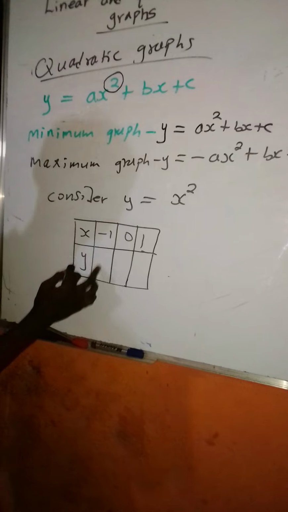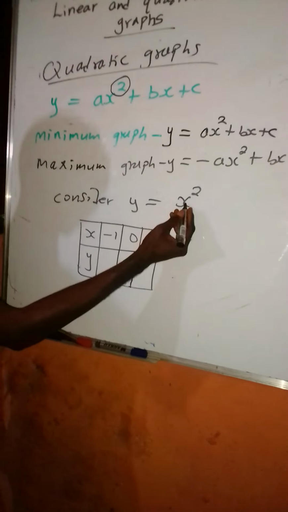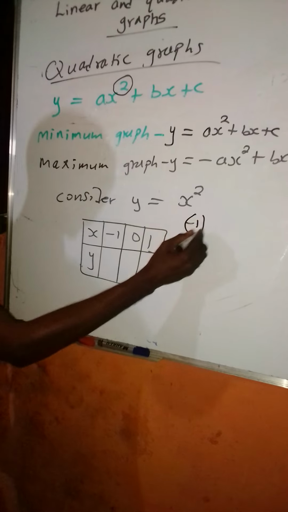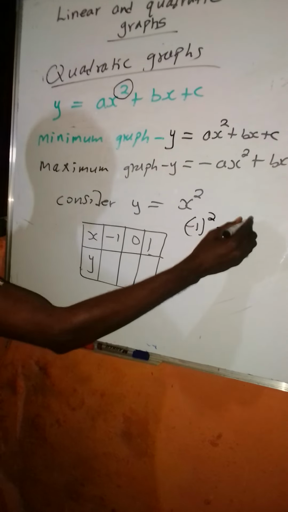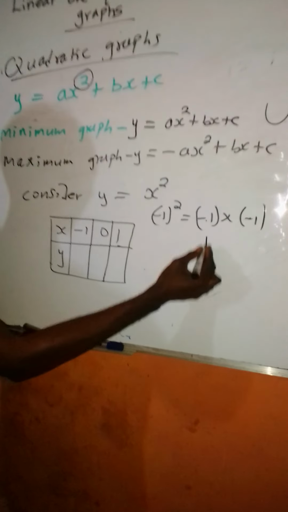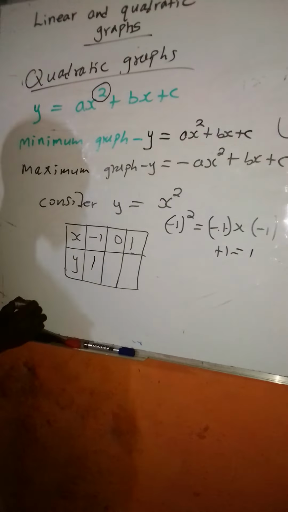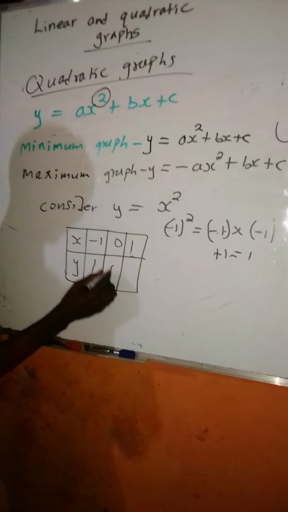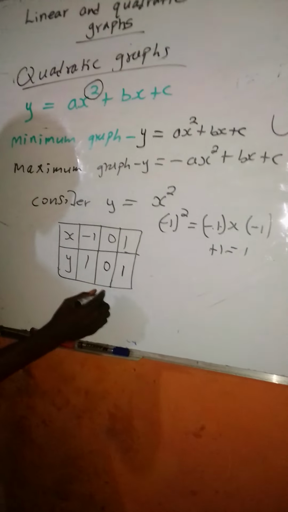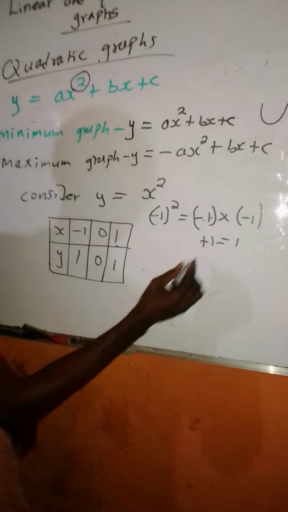So now let's look for the corresponding values of y. When x is minus 1, if we substitute minus 1 here, which is minus 1 all squared, which implies minus 1 multiplied by minus 1. Negative times negative is positive. 1 times 1 is 1, which gives us 1. So here is going to be 1. So when x is 0, 0 squared is 0. When x is 1, 1 squared is 1. These are the values. Now let's see how best we can plot this graph.